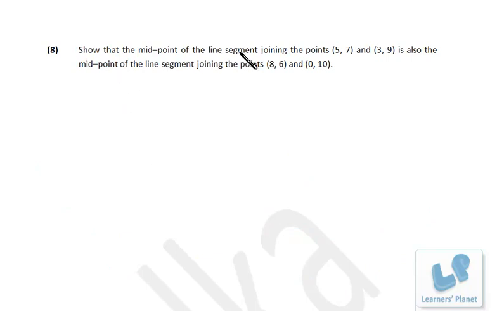Now show that the midpoint of the line segment joining this and this is also the midpoint of the line segment joining this and this. So simple, we find out the midpoint of the line segment joining these 2 points. So that will be (5 plus 3) by 2 and (7 plus 9) by 2. So that is 8 by 2, 4, and 9 plus 7, 16 by 2, that's 8, right?